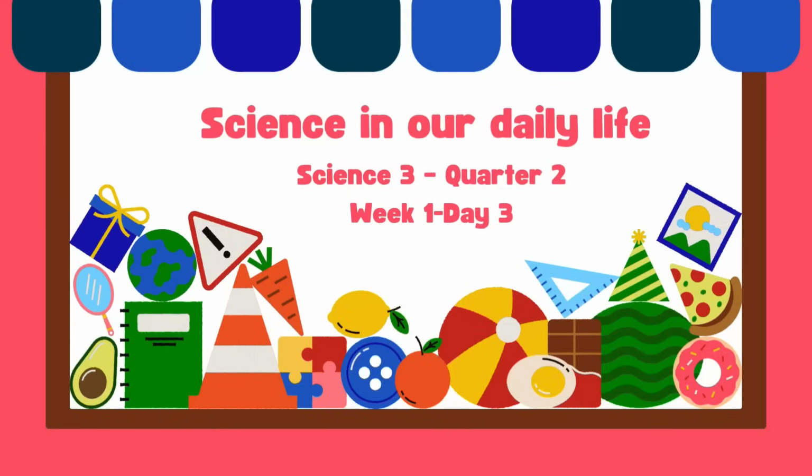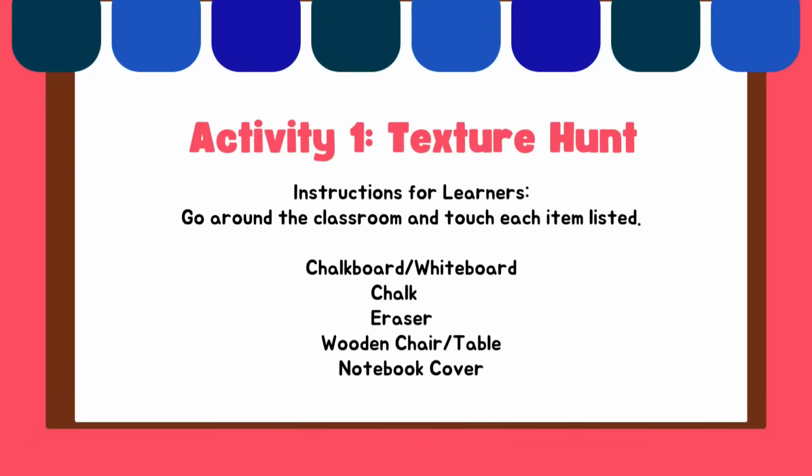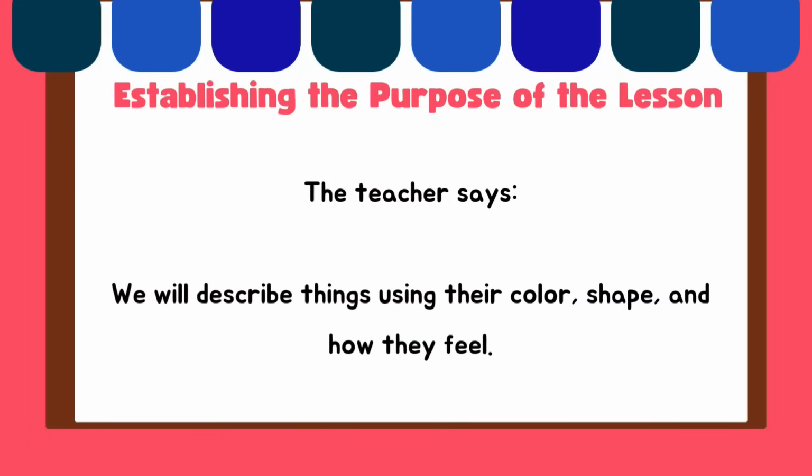Day 3. Our objective is, at the end of the lesson, the learner should be able to describe objects based on their color, shape, and texture. Now for our activity number 1, which is the texture hunt, go around the classroom and touch each item listed. And then number 2, describe the texture using words like smooth, rough, soft, bumpy, and hard. And number 3, write your answers or share them aloud. We will describe things using their color, shape, and how they feel.